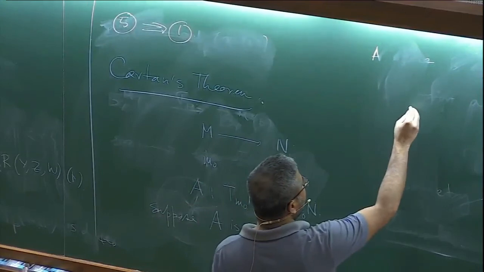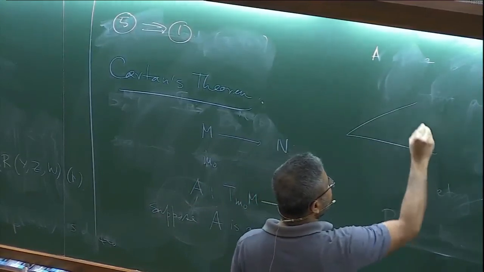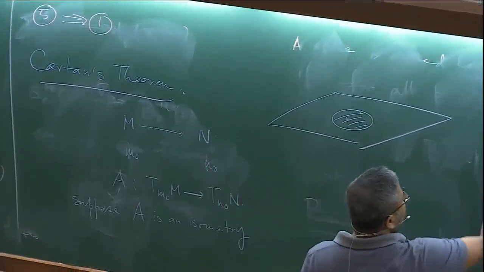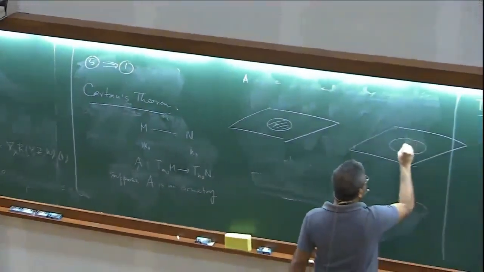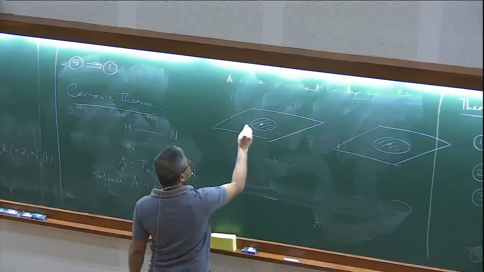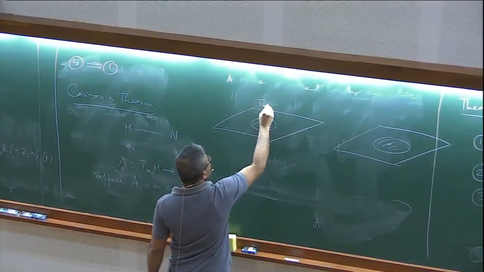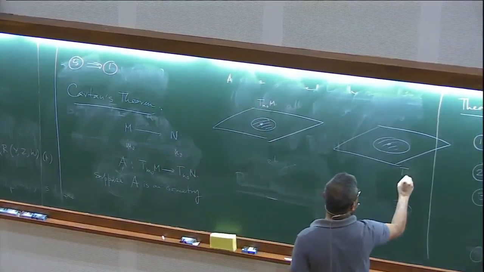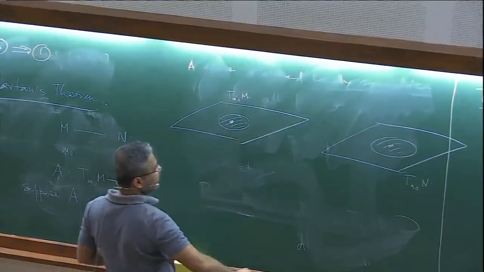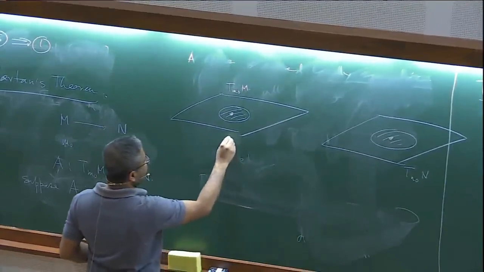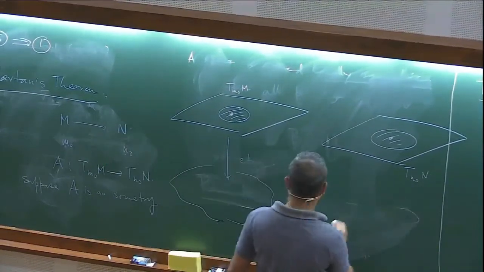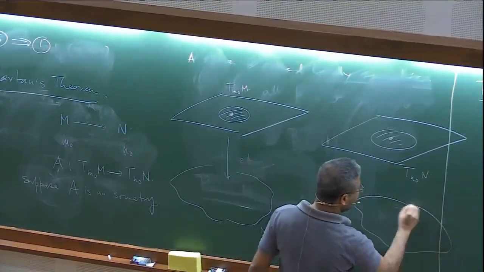I consider a normal ball. So let me draw some picture. So here is my point. This is the tangent space at M0 on M. This is the tangent space at N0 on N. And this is the zero of the tangent space, and this is the zero of the tangent space. And I have this manifold M here. I have this manifold N here.